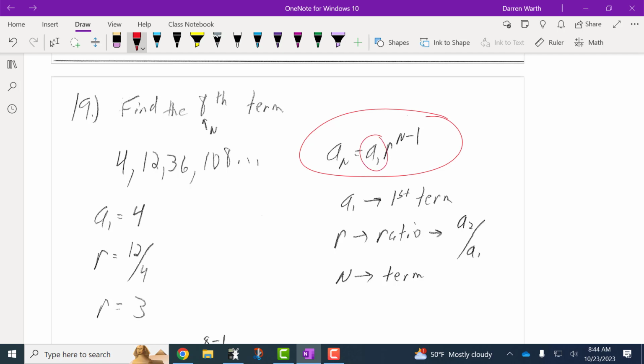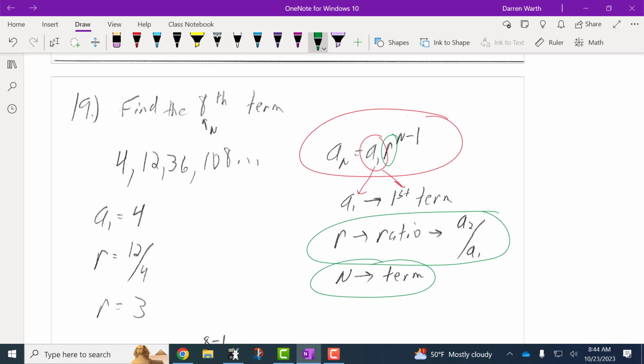So remember, a sub 1 is going to be your first term. That r that you're going to be looking for is the ratio. And the ratio basically just means what number am I multiplying by to get to the next term. Sometimes you can look at your sequence and decide that just by looking at it. Other times you might have to find it. And then of course n is the term that you're looking for.